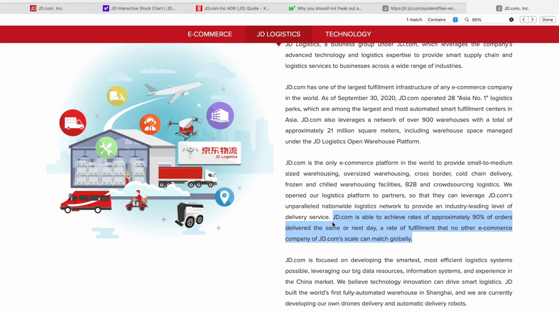Here's JD's biggest competitive advantage. JD's logistics network delivers around 90% of orders within the same day or next day. As far as I know, JD's logistics network is the best in China right now, even compared with Alibaba's Cainiao logistics network. Now, many people choose to buy from JD instead of Alibaba because of JD's fastest delivery in China. In most cases, JD tends to have high quality products.